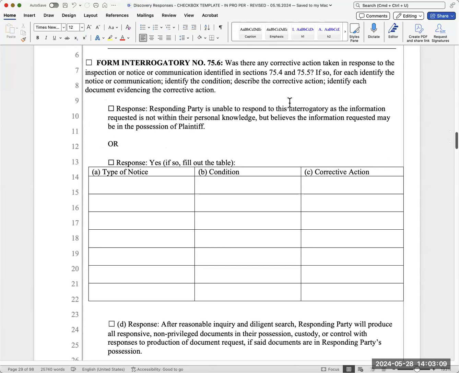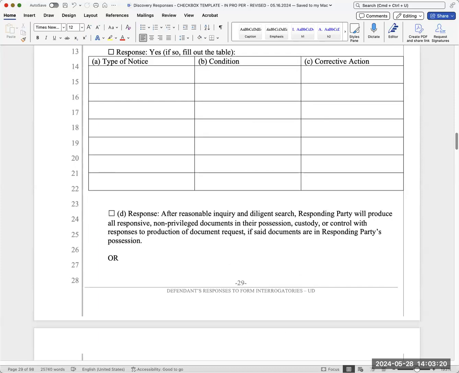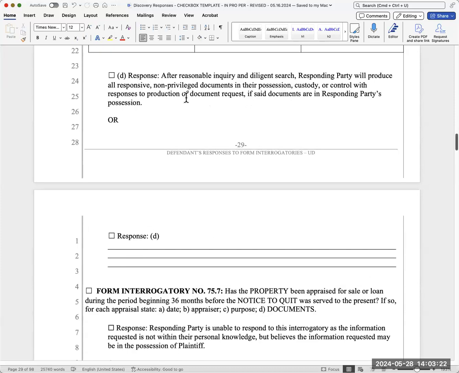Might not be in your knowledge, but information with the plaintiff, check here. But if you are aware, check here and write out the answers. Type of notice, condition, corrective action taken. This is about supportive documentation. Either you have it or you don't.